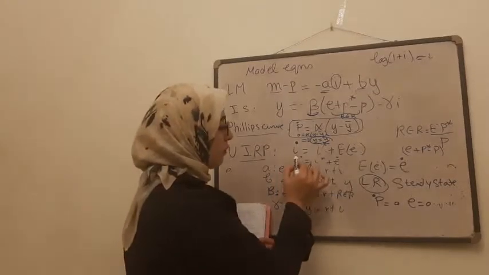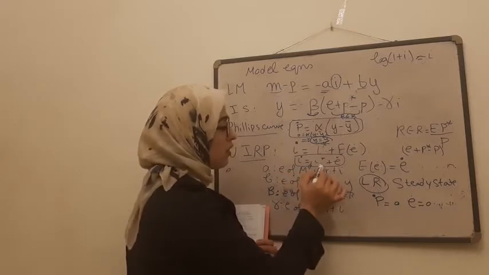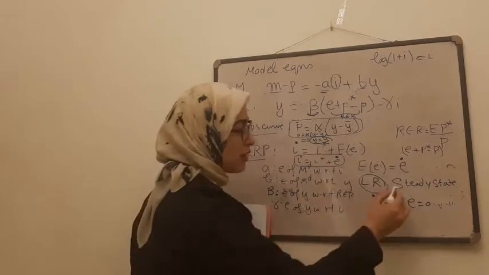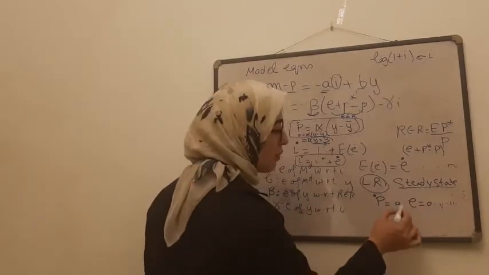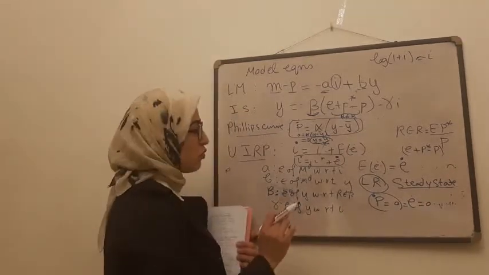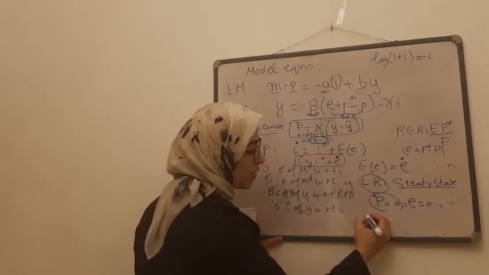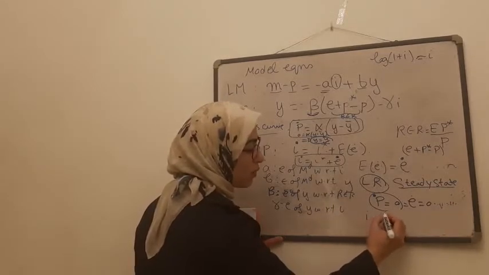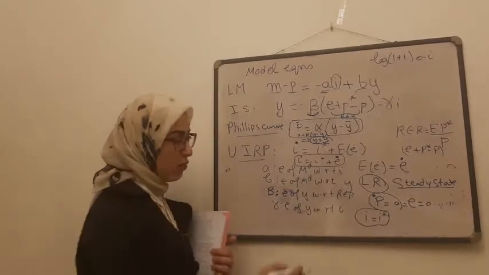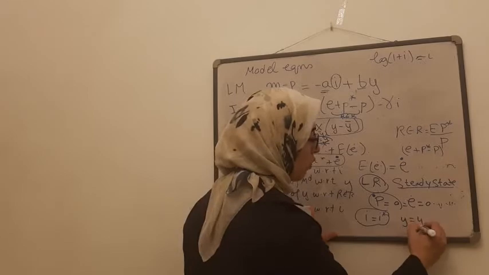the uncovered interest rate parity, where I equals I star plus E dot? In the long run, E dot is zero. In the long run, we are in the steady state, P dot equals E dot equals zero, no tendency to change. So if you put E dot equals zero here, we can find that in the long run, I will be equal to I star. So these are the first two long run values: I is equal to I star, and Y will be equal to Y bar.